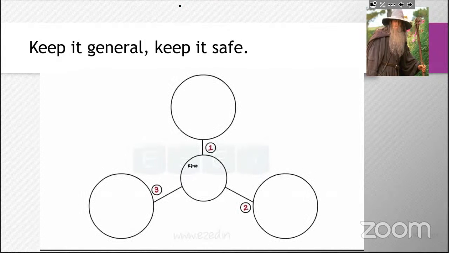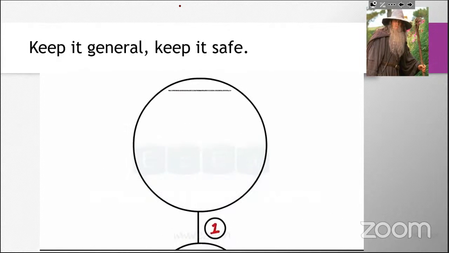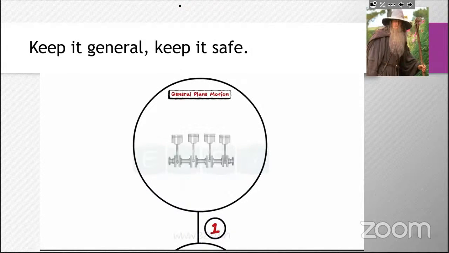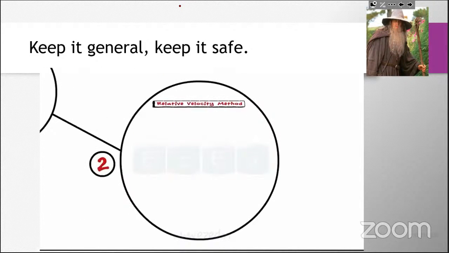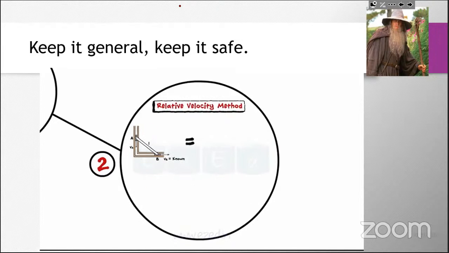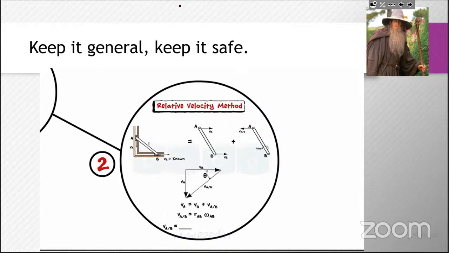Let's take a quick overview of this Easy Ed video lecture. In this video, we have seen that any plane motion which does not fall under the category of rotation about fixed axis or translation motion can be put under the category of general plane motion. A general plane motion is a combination of translation motion and rotation motion. After which, we have seen the relative velocity method, which is used to determine the angular velocity of a body performing general plane motion, and steps to determine the angular velocity of the rod by taking an example.